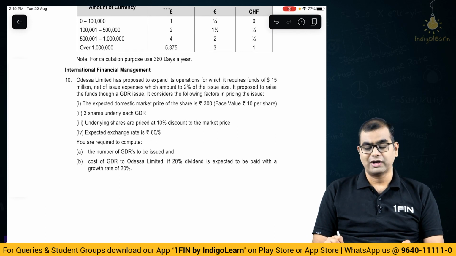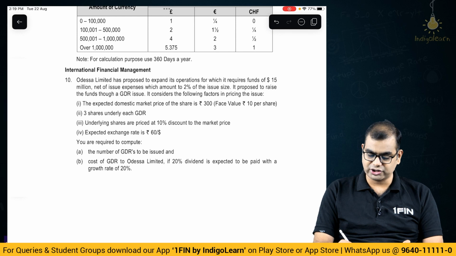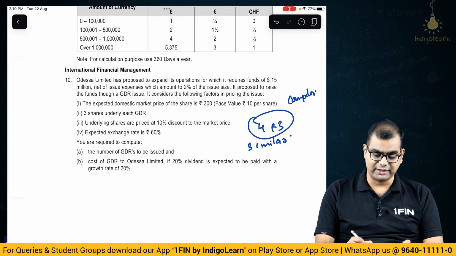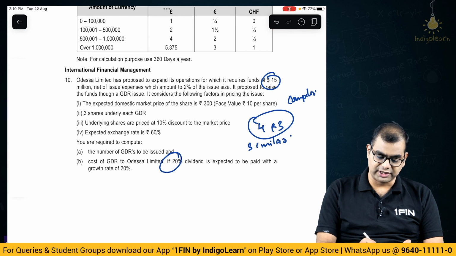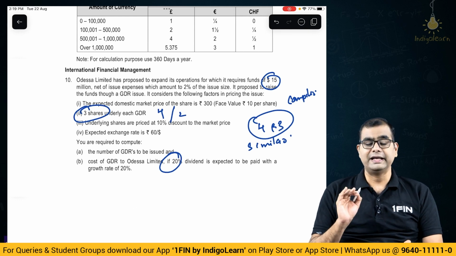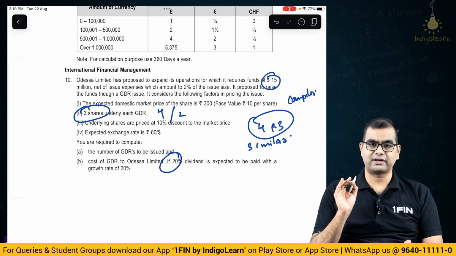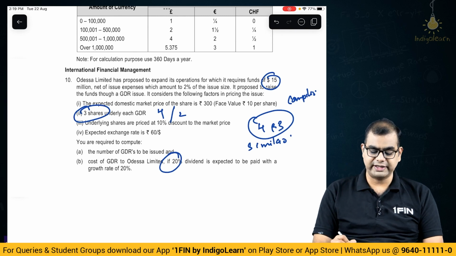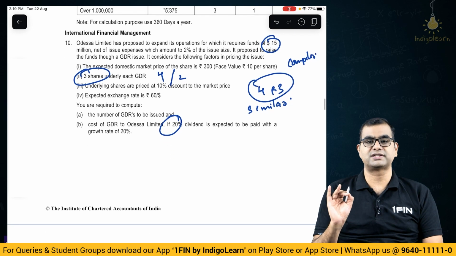Then international financial management. This question is similar to question number 4 and 3 of the compiler. The numbers are slightly different. What numbers are different? How much does it require, what is the dividend percentage, 3 shares under each GDR, or 4 shares or 2 shares, or whatever. So this is very similar to questions 4 and 3 in the compiler, where we have talked about how GDR conversion works, how you should evaluate a GDR issue, and what the cost of a GDR issue is. So 4 and 3 are very similar except for the number of shares exchanged for each GDR.